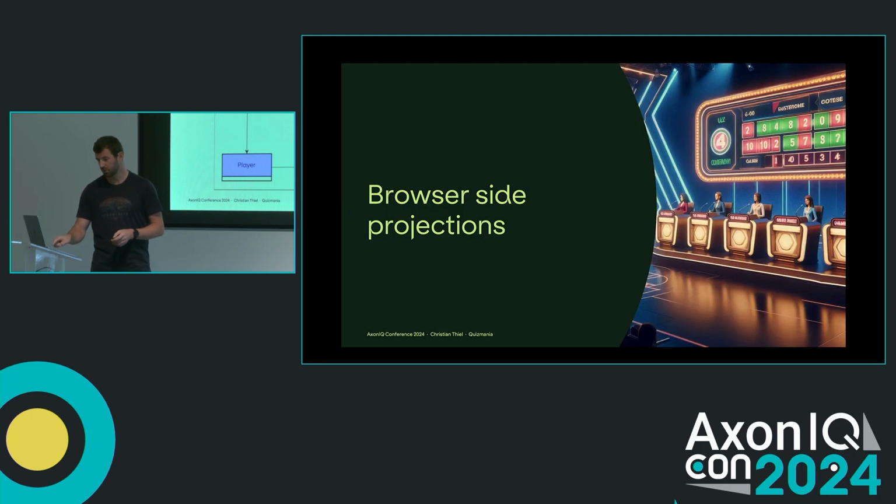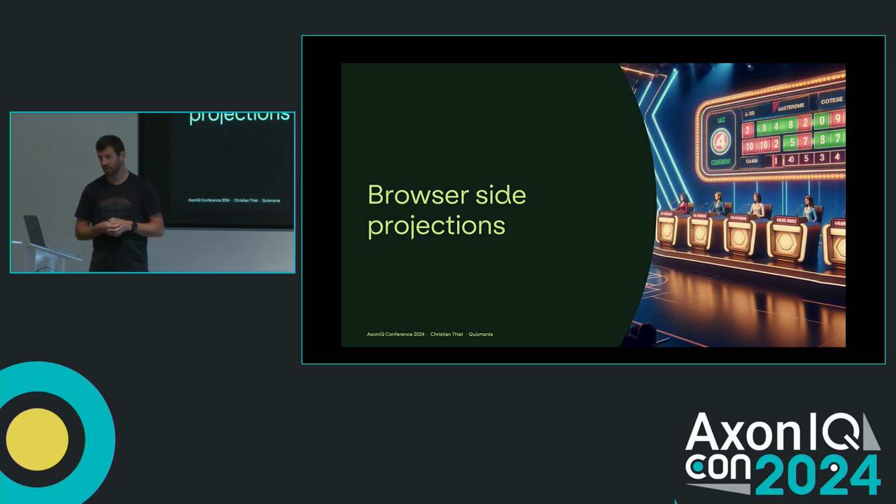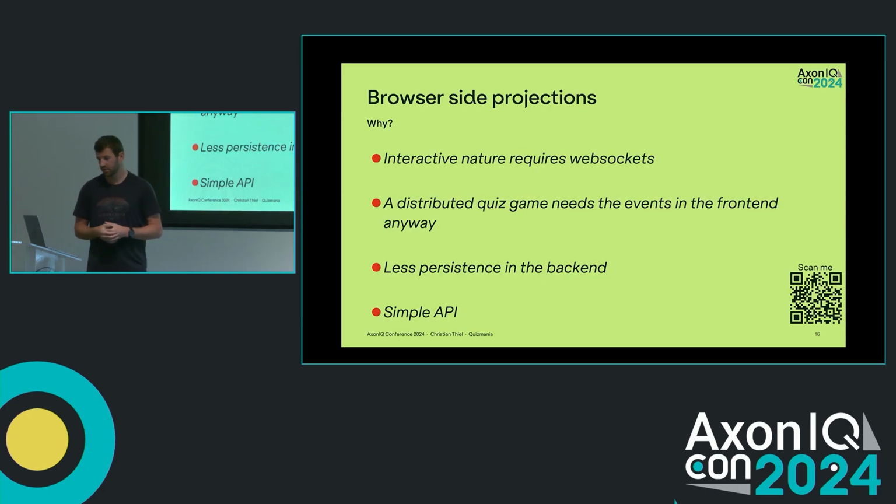But I promised you I will also talk about something I call browser-side projection. What is this and why have I done this? A quiz game, like I've described before, is a very interactive thing. Very many events happen, and I need these events to replicate very fast between my mobile devices. All the players, and also the quizmaster and the scoreboard: when I click on something here, everything needs to be replicated quite fast on all the other devices.